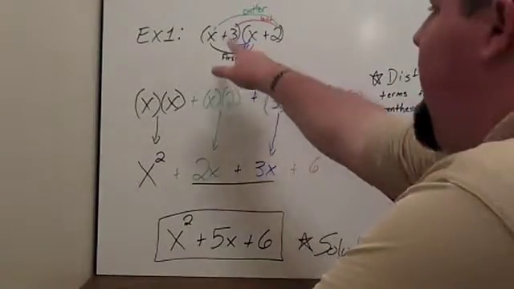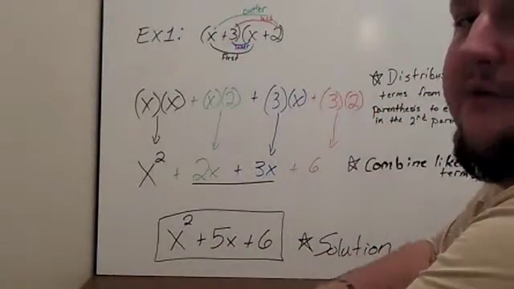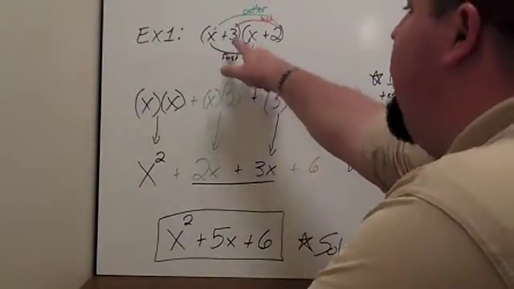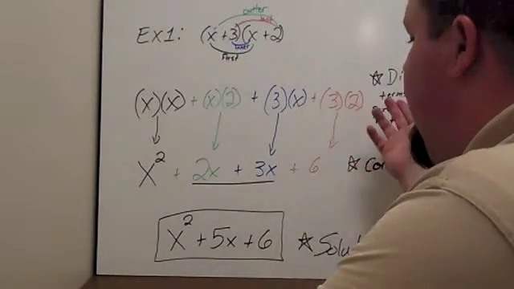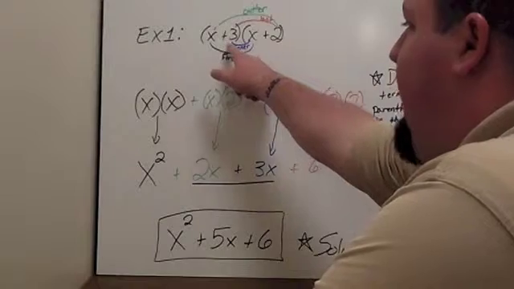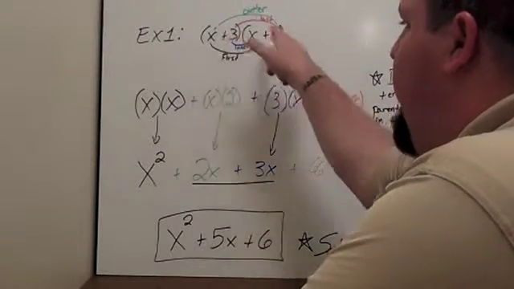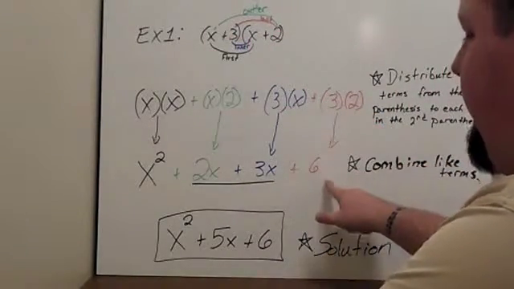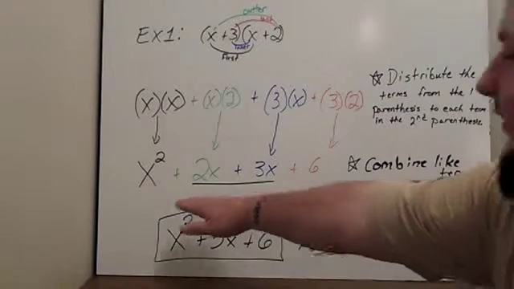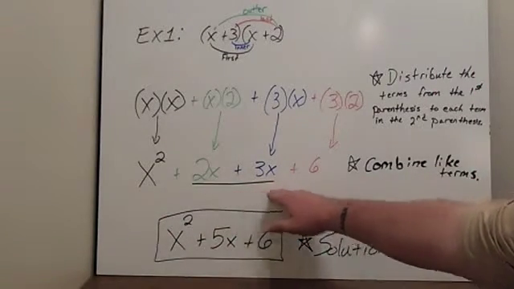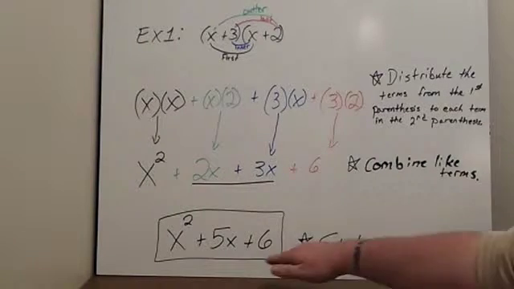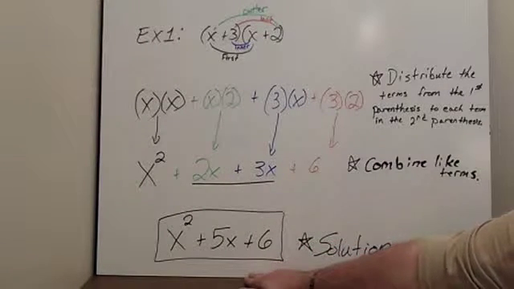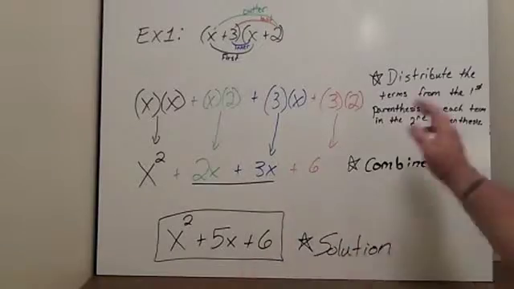We then take the inner terms. These are the two terms closest to each other but not in the same parentheses. 3 times x gives us 3x. And lastly, we take the last terms. This is the last term in each parenthesis, the 3 and the 2. And 3 times 2 is 6. So we have x squared plus 2x plus 3x plus 6. We then combine like terms to get x squared plus 5x plus 6, which is our solution.